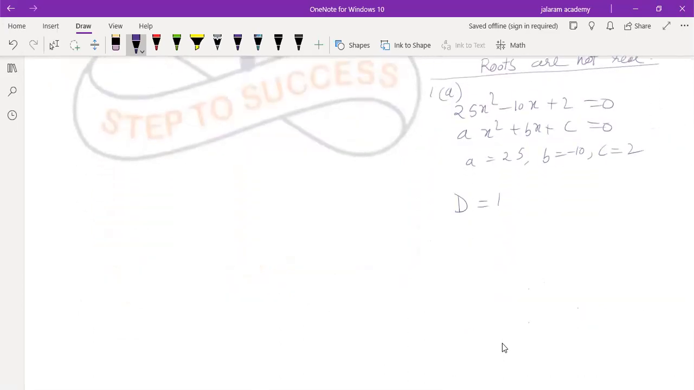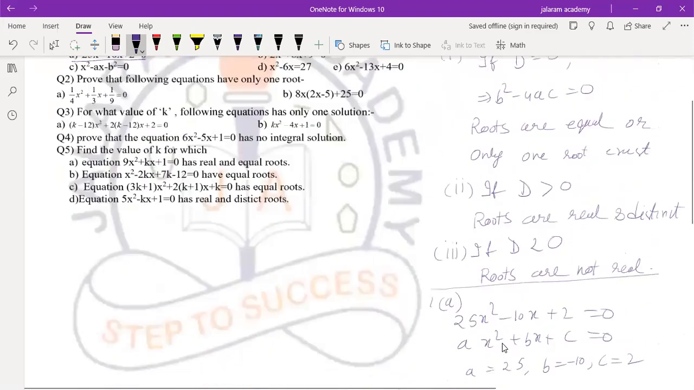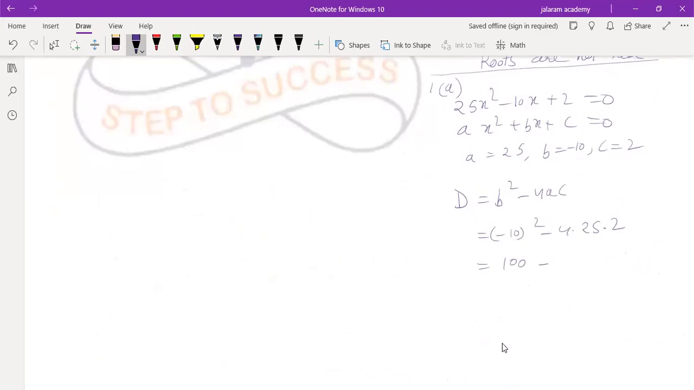Now if we find the discriminant, it is b square minus 4ac, that is minus 10 whole square minus 4 into 25 into 2. Now minus 10 square is 100, minus 4 into 25 into 2 is 200. So it is minus 100, which is less than 0. So therefore roots are not real. This is the answer. Is that clear to you?